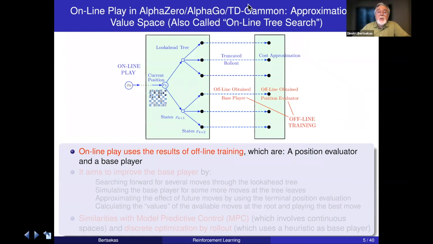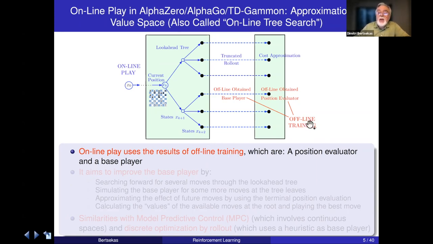Now, what I would like to do first is discuss the online play algorithm of AlphaZero and the idea of approximation in value space. Sometimes the online play algorithm is called online tree search over a tree of decisions over a time horizon. And then I'm going to discuss the offline training algorithm. Now, the online play algorithm is what you see here in blue, okay? At a given chess position, or more generally, at a given state of the decision problem, it starts here, and it involves all these things that you see in blue. However, at critical points, it uses the results of offline training.